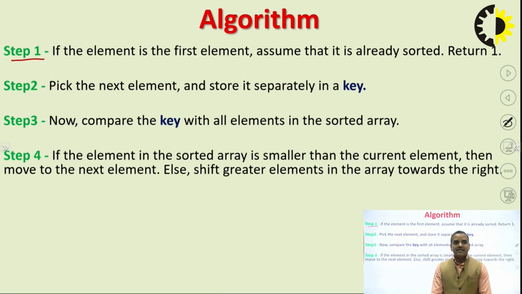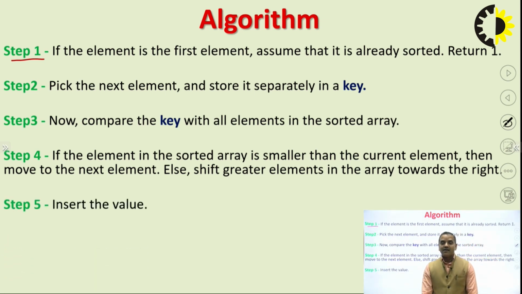Now the next step: if the element in the sorted array is smaller than the current element, then move to the next element, else shift the greater elements in the array towards the right. If the given element is greater than the previous element, then we apply the no swap case.